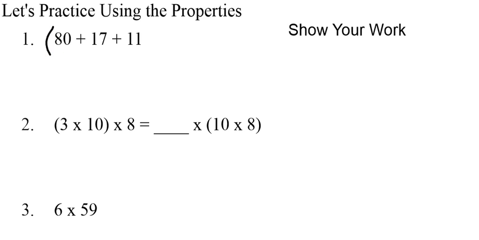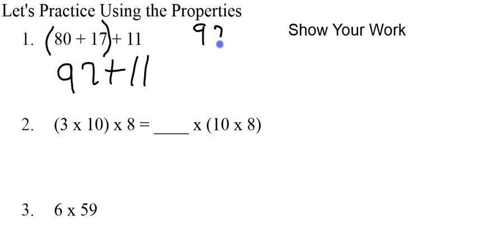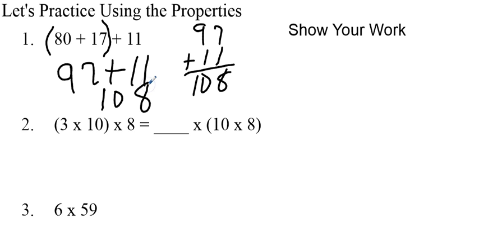So I am going to take the 80 plus 17. I'm going to group it so that I can add this easier. And so I can see that in the ones place, I'm not going to have to do any regrouping here. So 0 and 7 gives me 7, and then the 8 plus 1 gives me 9. So I have the 97 plus 11, and I can show the work off to the side. 7 and 1 is 8, 9 plus 1 is 10, for a sum of 108.